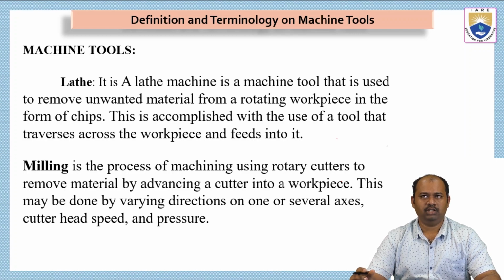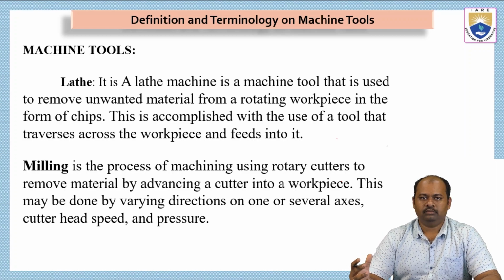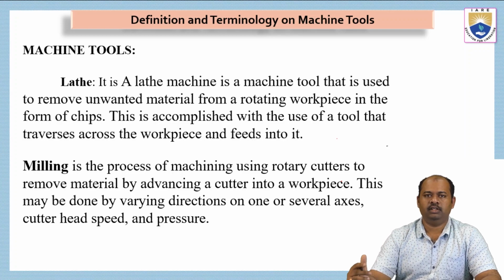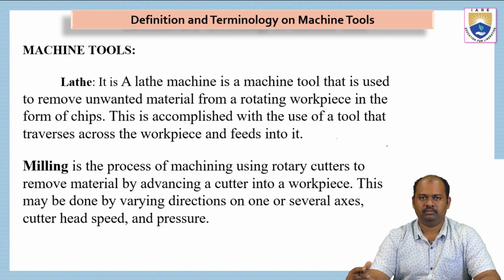A lathe machine is a machine that is used to remove unwanted material from a rotating workpiece in the form of chips. And this is accomplished with the use of a tool that travels across the workpiece and feeds into it. So any lathe machine will remove the unwanted material from the metal piece by turning operation or any machining operation. So in this way, we can get the required shape out of any metal piece.